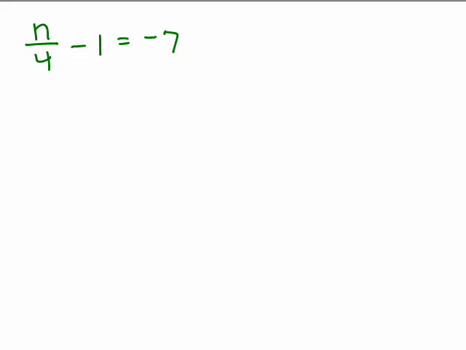For this one, we have n over 4 minus 1 equals negative 7. So the variable part here is the n over 4. There's two ways you could work through this problem. One is to first isolate the n divided by 4 by adding 1 to both sides. So I'm going to do that. The golden rule of just adding 1 to both sides.